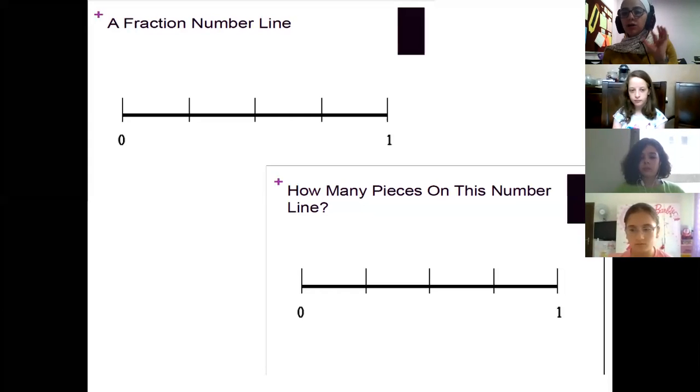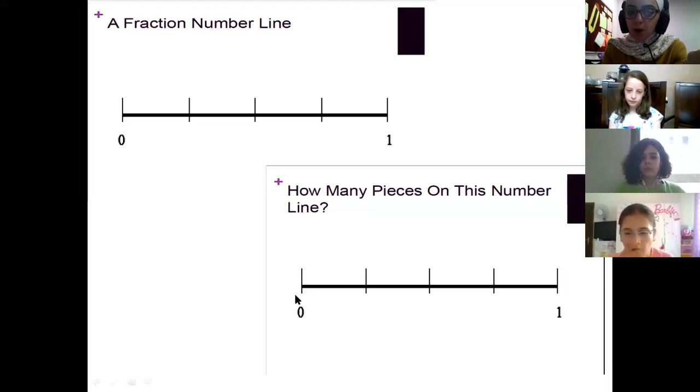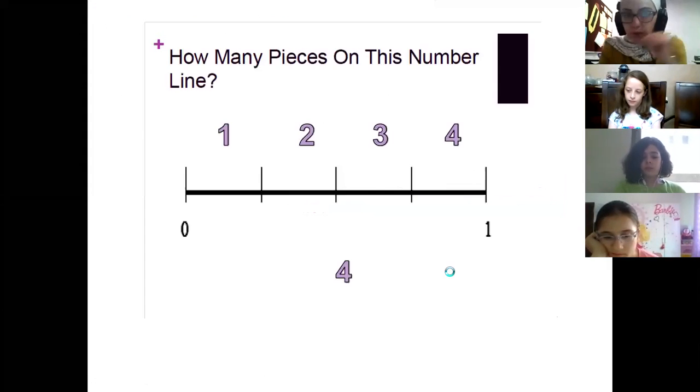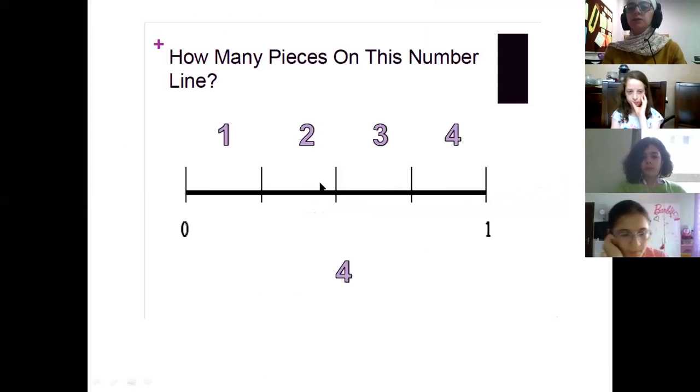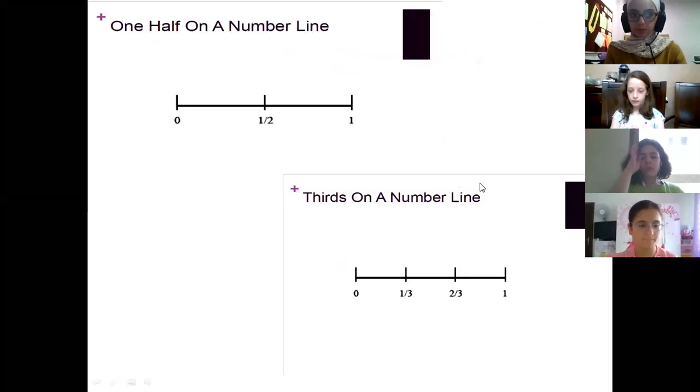What is the numerator? It depends. If we're talking about the first part, it's 1 over 4. If we are jumping 2 parts, 2 over 4. 3 parts away, 3 over 4. 4 parts away, 4 over 4, which is 1 whole. So this is the first part, second part, third and fourth, and so on.